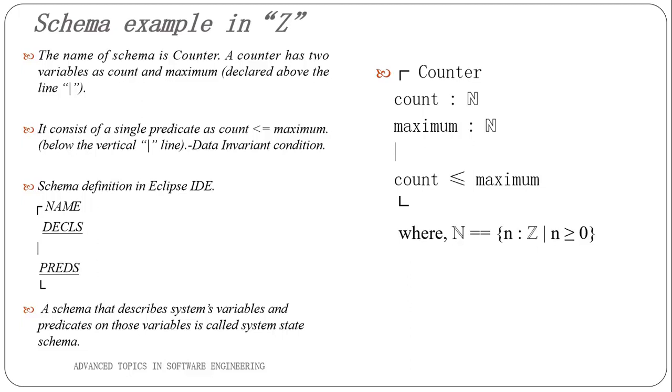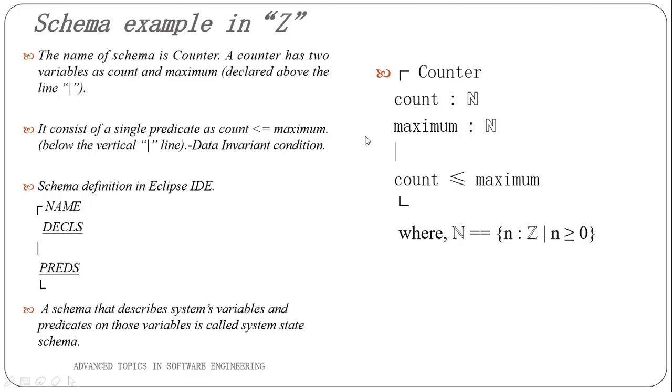Here on the right hand side of the screen, you can see that we have declared a schema with the name Counter. It consists of two variables above the dividing line. This is my dividing line. And it consists of two variables. One is count, second is maximum. Both belong to the set of natural numbers.